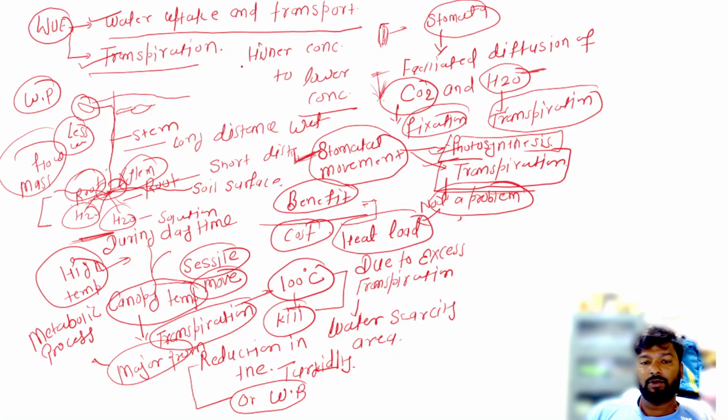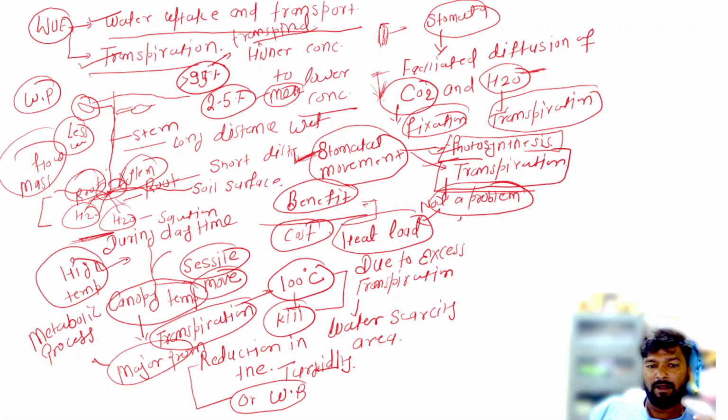Okay, so you know that about 97% of water uptake by the root, 95 to 97, more than 95 you can say, is transpired through the plant. Only 2 to 5% of water is utilized for the metabolic reactions. So reduction in the water potential or turgidity is the major problem.